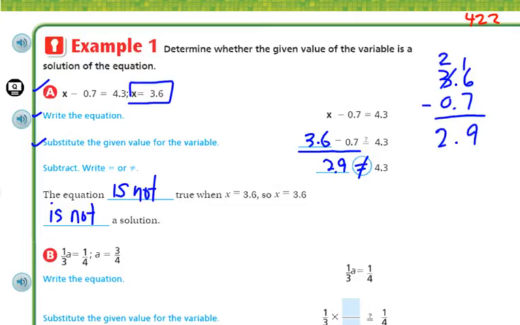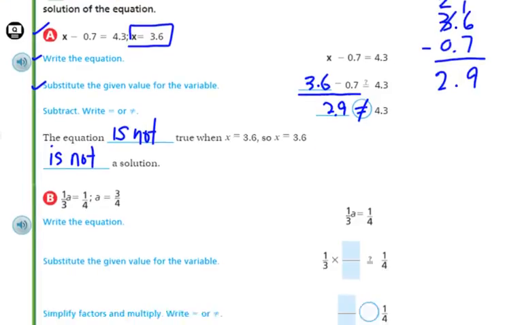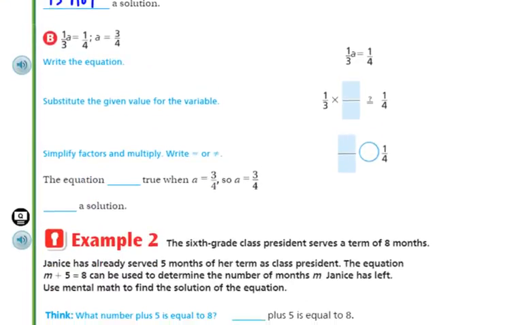All right, let's go down to part B. Just notice we're substituting into the algebraic side, trying to get that equation to balance out. If it does, then it's a solution. If it does not, then it is not a solution. That is what we are focused on.